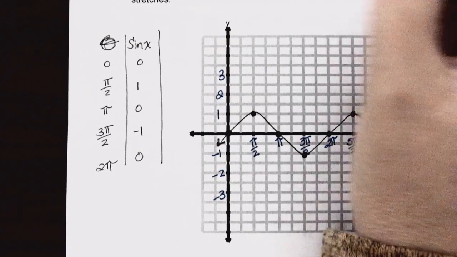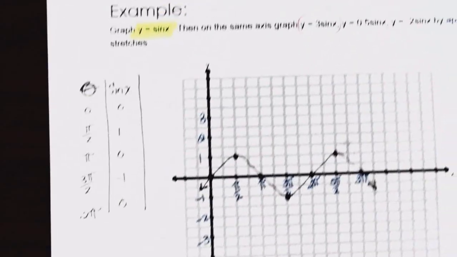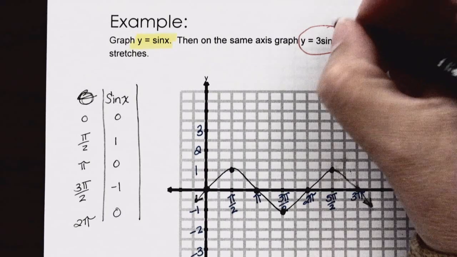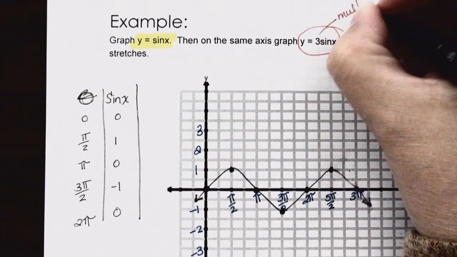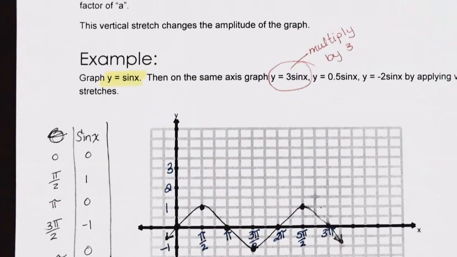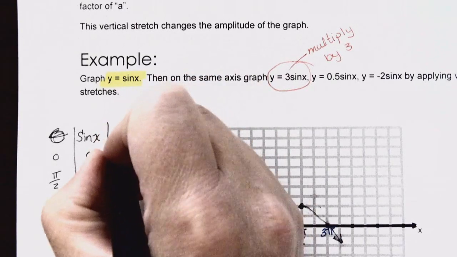So our next graph, sorry, I circled up there, is 3 sine x. So what am I doing to the y values here, folks? Multiply by 3. So we're multiplying by 3. How does that make you feel? Not terrible, hopefully?